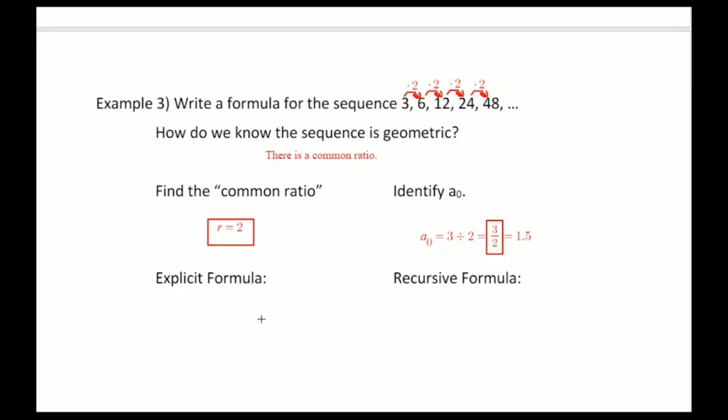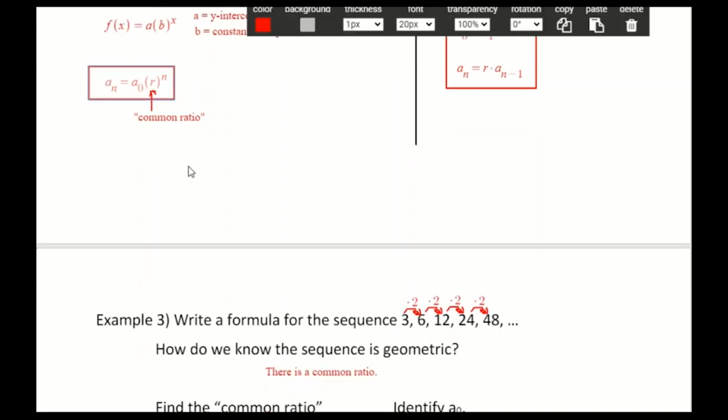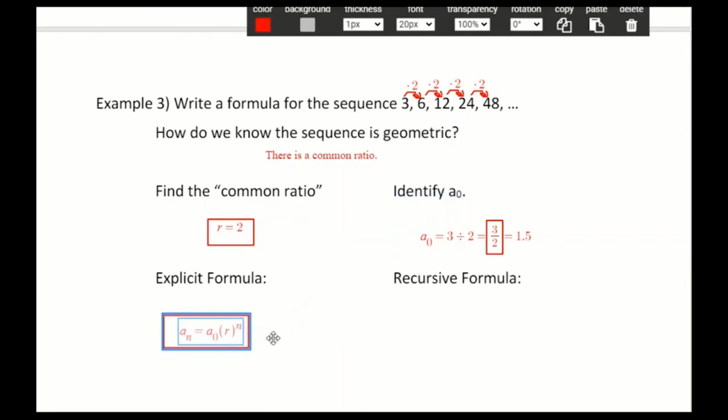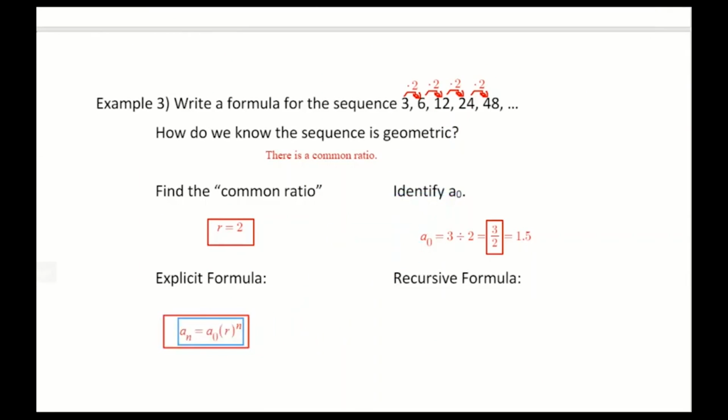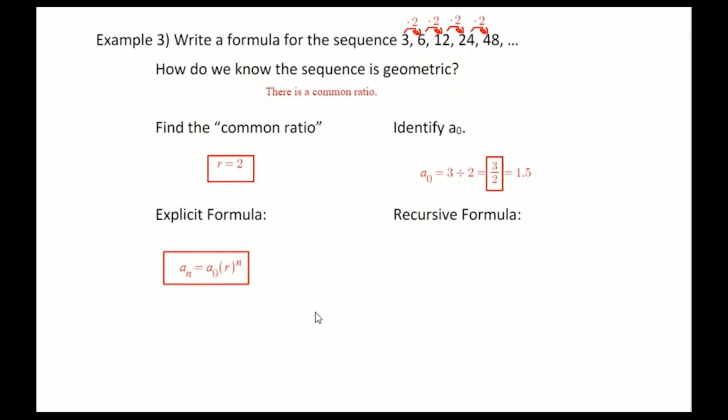So the explicit formula here will be written like this, and now that we know what those parameters are, this should be pretty easy to take care of because we don't have to actually find anything. So a sub n equals a sub 0, which we said was 3 halves, times the common ratio, which is 2. That's it. It's that simple. As long as you can identify the common ratio and a sub 0, which is our seed value, we've got it.